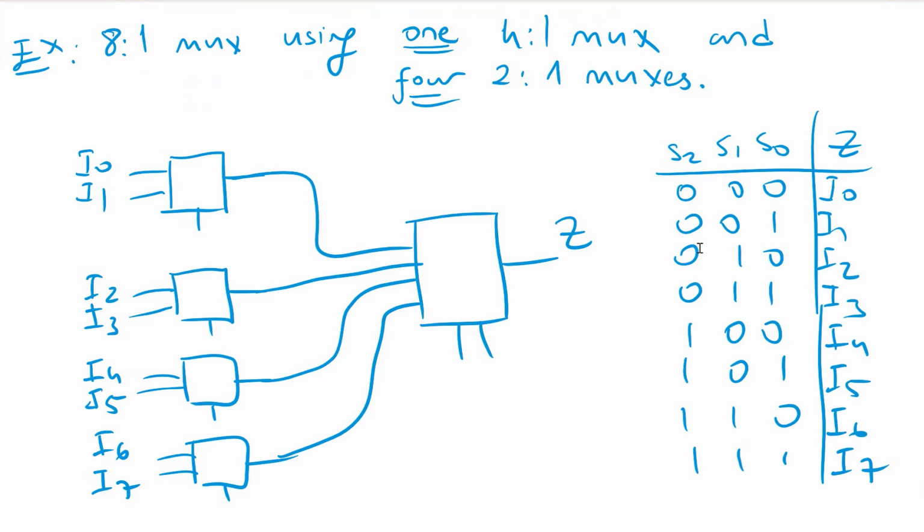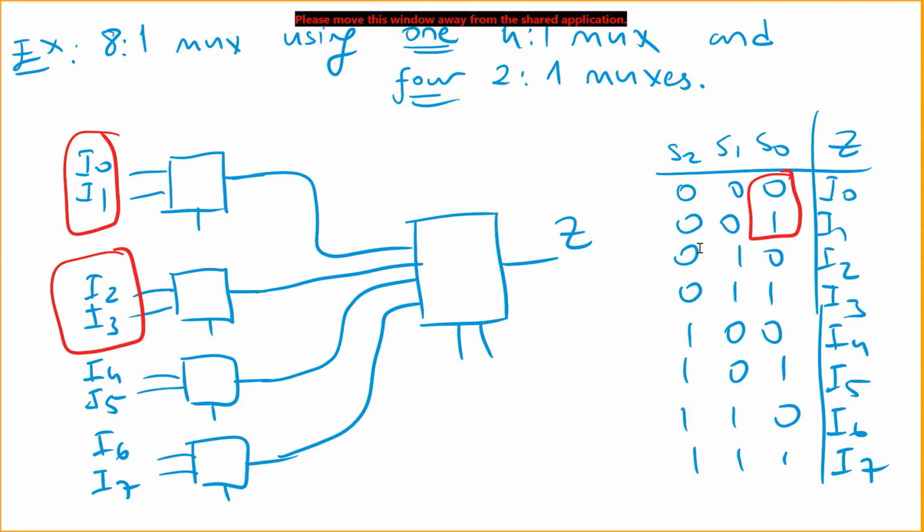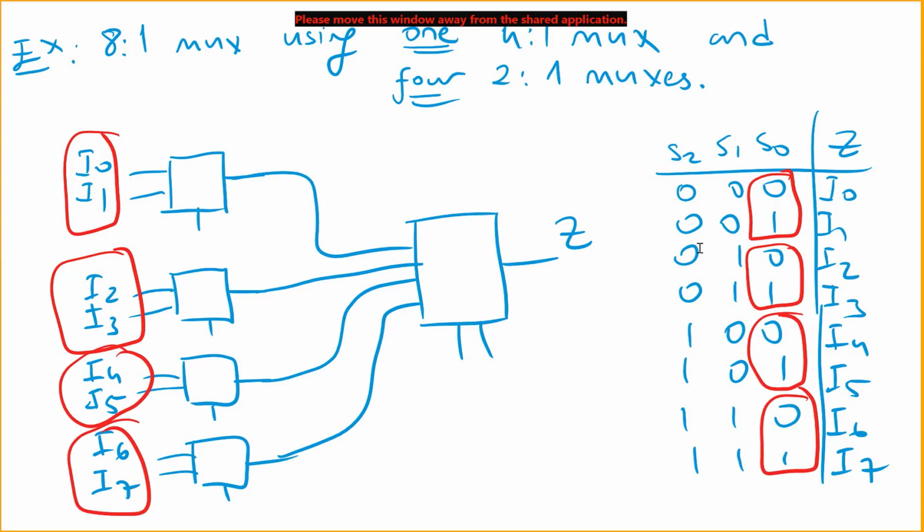So let's look at here. Which signal changes between I0 and I1? So I look at here. S0 is changing between I0 and I1. Which signal is changing between I2 and I3? I2 and I3, S0 is changing. I4 and I5, S0 is changing, right? And I6 and I7, S0 is changing. So I will be connecting S0 here for the select lines for the 2-to-1 muxes.